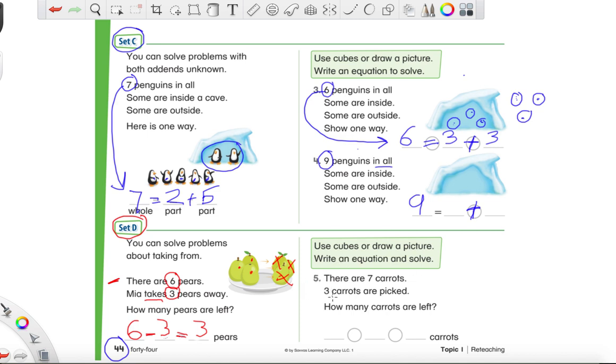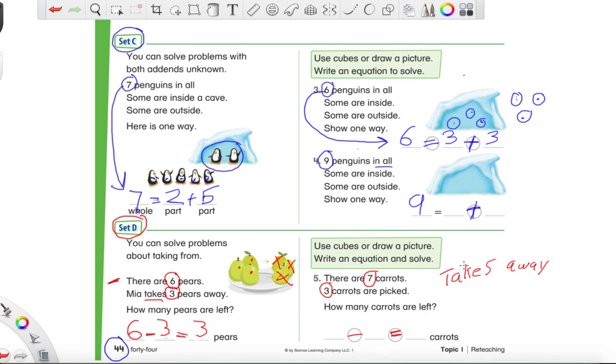I'm going to read it. I'll help you guys circle the important things, but you must figure out this problem on your own. There are 7 carrots. So that's how many carrots we have all together. Circle it. 3 carrots are picked. When we say picked, that's like saying takes away. Okay? It's just a fancy way of saying it. How many carrots are left? I'll help you guys out just a little bit. Don't forget we are using a minus sign. And we can't forget our awesome equal sign.